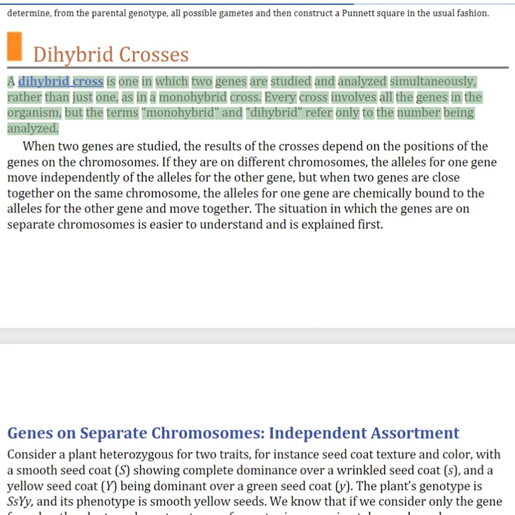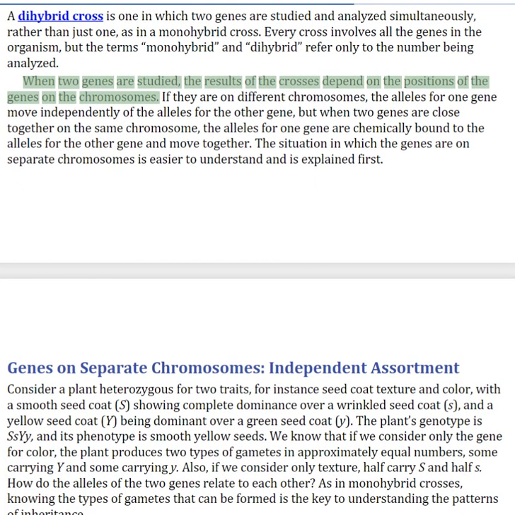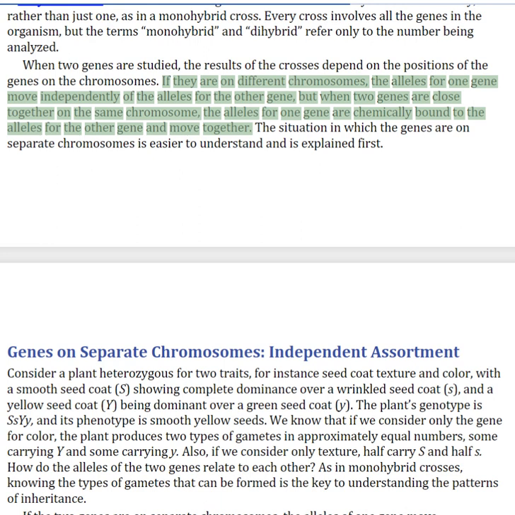Every cross involves all the genes in the organism, but the terms monohybrid and dihybrid refer only to the number being analyzed. When two genes are studied, the results of the crosses depend on the positions of the genes on the chromosomes. If they are on different chromosomes, the alleles for one gene move independently of the alleles for the other gene, but when two genes are close together on the same chromosome, the alleles for one gene are chemically bound to the alleles for the other gene and move together.